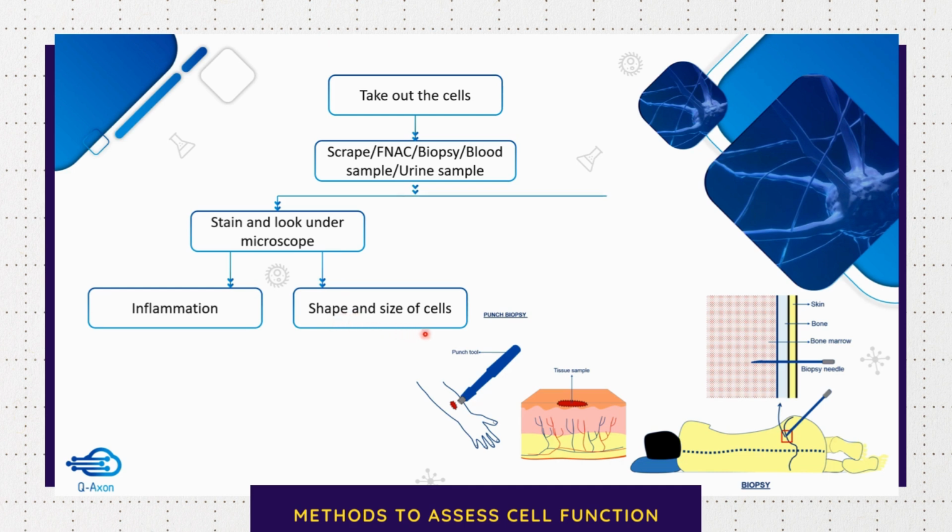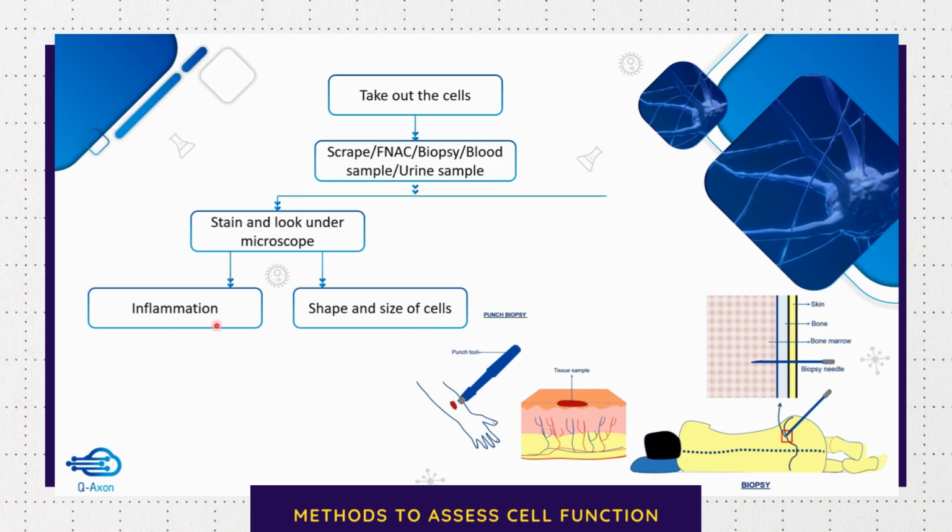Suppose there is anemia, right? If we take out a blood sample, stain it with some stain and look at it under the microscope, we can actually see the shape and size of red blood cells. If there is sickle cell anemia, the cells will appear sickle shaped. So just by directly looking under the microscope, we can know what has affected the cells.